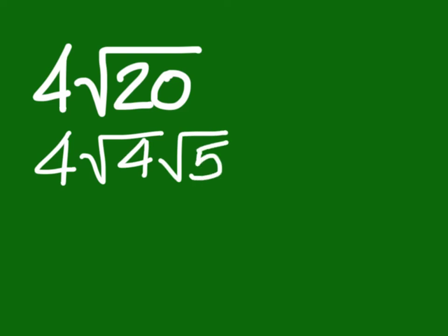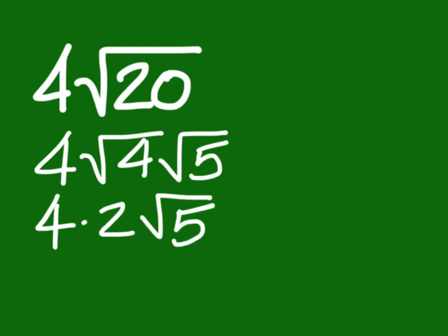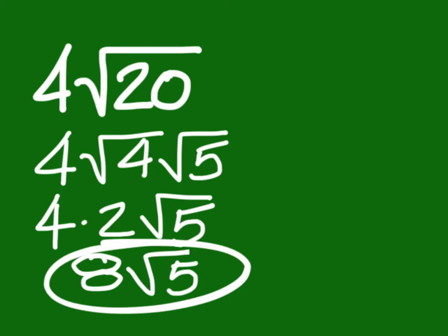Example 3. So you have a number, a coefficient of sorts, on the square root of 20. So leave that 4 alone and find the highest perfect square that goes into 20. And that's going to be 4. 4 times 5 is 20. Leave that 4 alone again, and square root of 4 is 2. So 4 times 2 is 8. Your final answer would be 8 square root of 5.